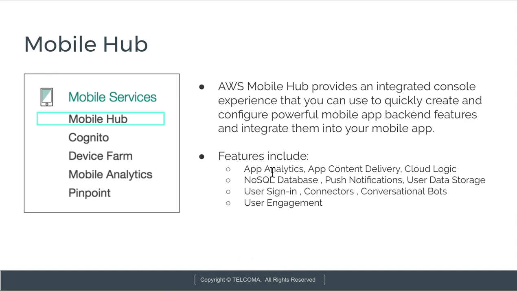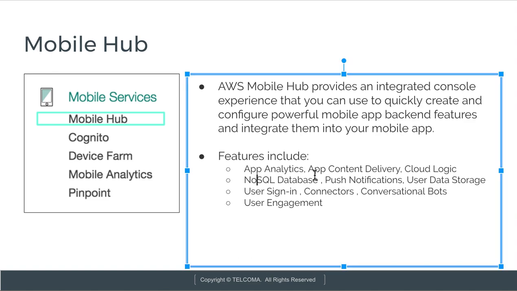So these are the features that Mobile Hub includes: application analytics, application content delivery, cloud logic, NoSQL database, push notification, user data storage, user sign in connectors, conversational bots and user engagement.